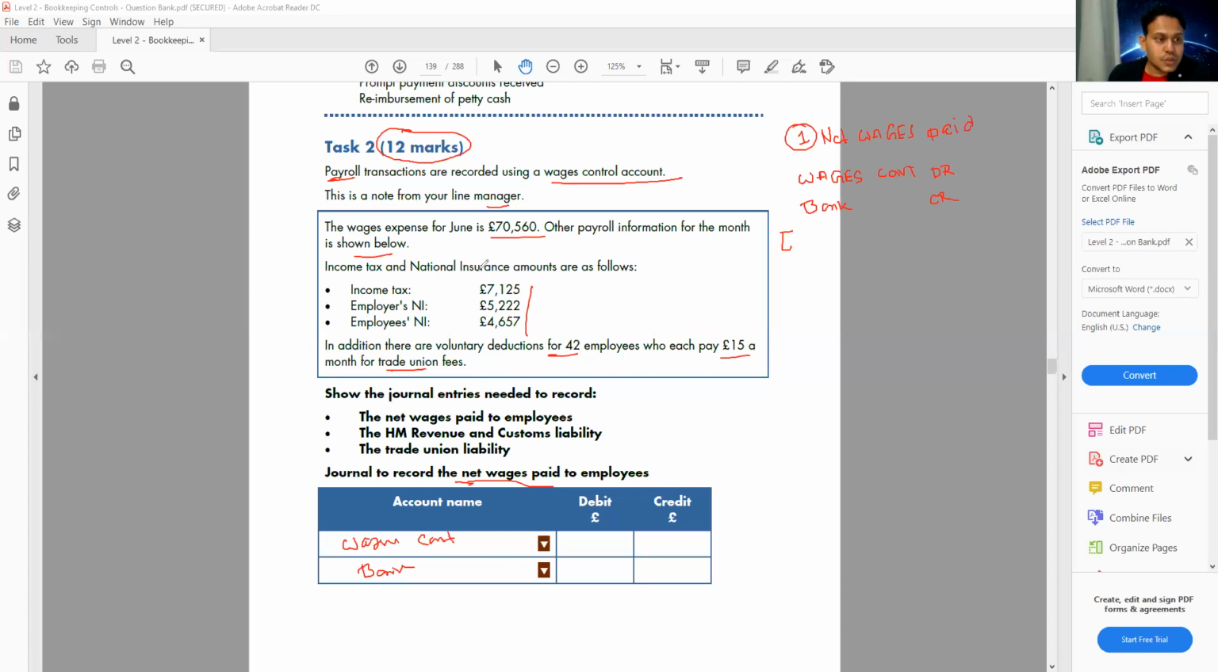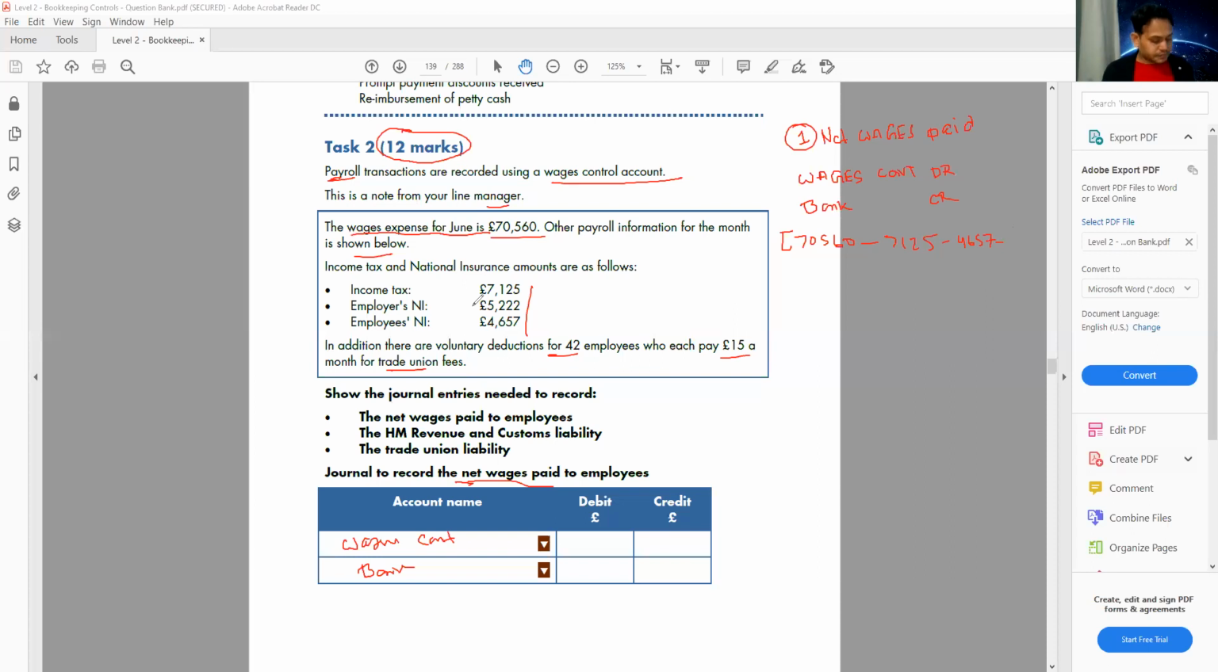So we do gross wages. So that is 70,560, gross wages, minus income tax, that is 7,125, minus employees NI, not the employer, employees NI, that is 4,657. And finally, minus trade union. So all the deductions we minus from the gross pay, and obviously, this is not even the gross pay, it is the total expense, isn't it? So we need to minus almost everything.